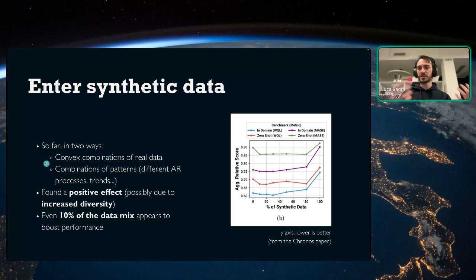So take a convex combination of the data, or combine different patterns from, I don't know, similar simple AR processes. So really, synthetic data that is generated from equations, let's just put it this way, and add them in a random, semi-random way. This is useful, but it raises a question: what is the model actually learning in this situation?